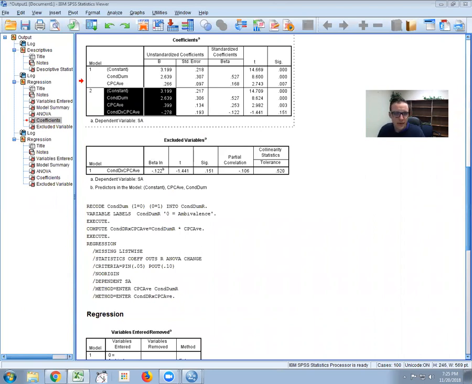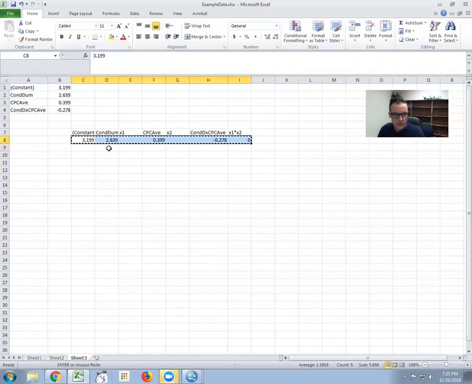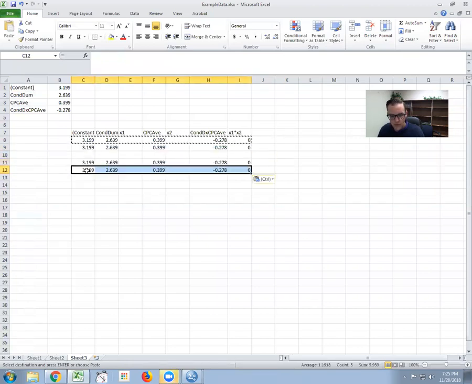So to get that, I'm going to copy this 3 times. So there are the 2 points for the first one, and there are the 2 points for the second line. So I want to see if the effect of perceived childhood income changes when people are ambivalent versus when they're not.